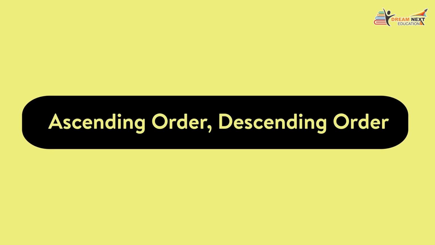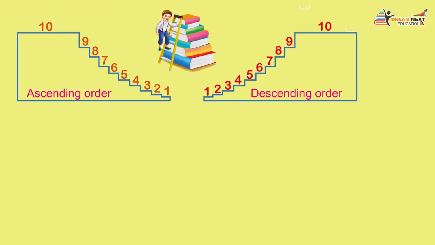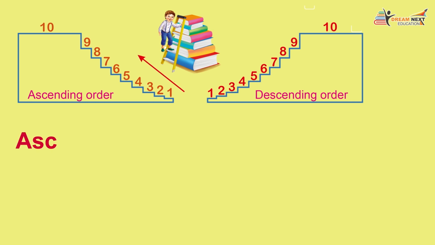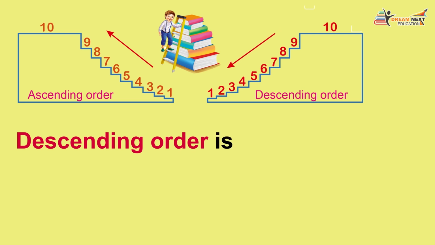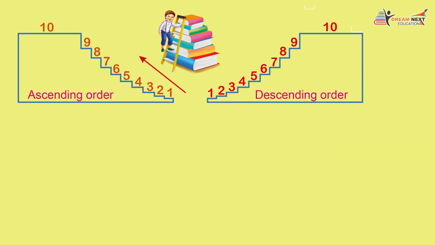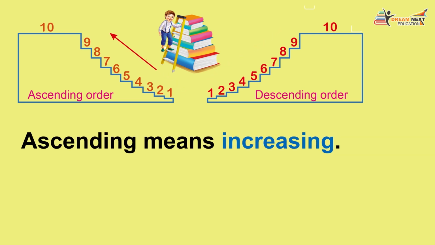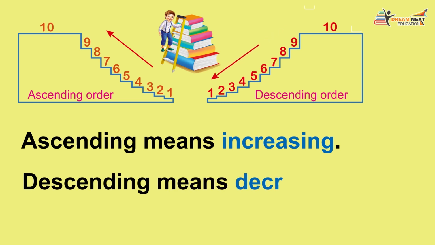Ascending order, descending order. Ascending order is like going up the stairs. Descending order is like coming down the stairs. Ascending means increasing. Descending means decreasing.